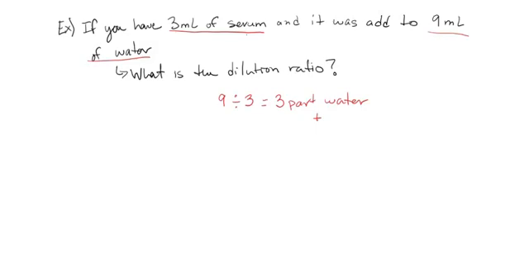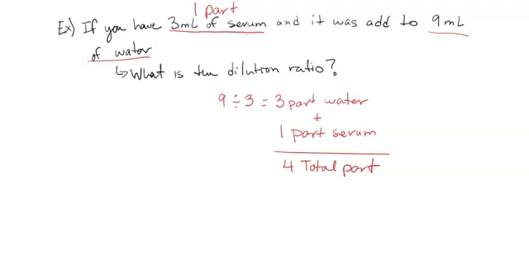So remember, our serum accounts for 1 part. So you add 1 part serum to the 3 to get a total of 4 total parts. So when we're writing out our ratio, you'll have 1 part serum to 4 total parts. So our ratio is 1 to 4.